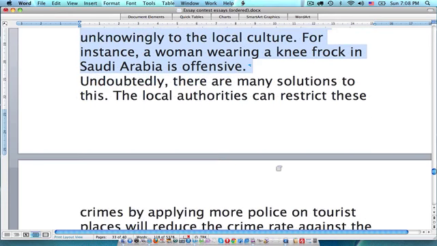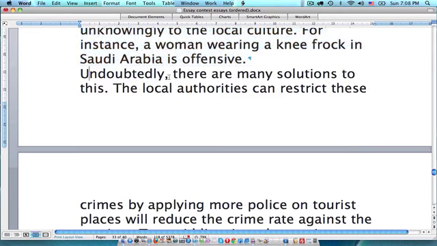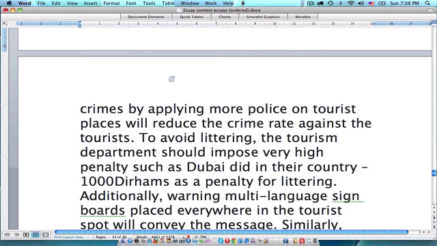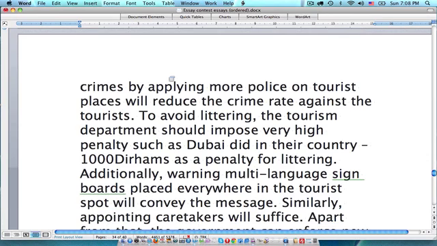So then you start to talk about the solutions. Undoubtedly, there are many solutions to this, and then you list a number of solutions, but you don't give any discussion of these solutions, and you do share some specific examples. So this example of Dubai is good. Please don't use dashes in your essay. Again, just reserve that for the text messages that you send on your phone, but don't include that in your essay, please.